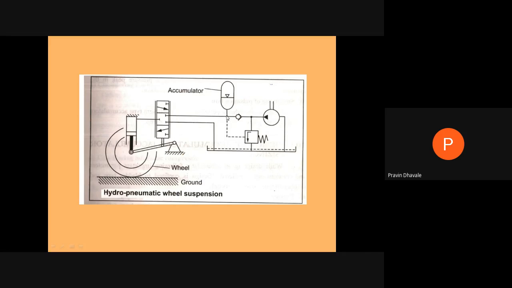Now, when the accumulator is used, in order to compensate for the jerking of the fluid, extra fluid is required, and that will be supplied by this accumulator. Are you getting? Accumulator used in a wheel suspension system?